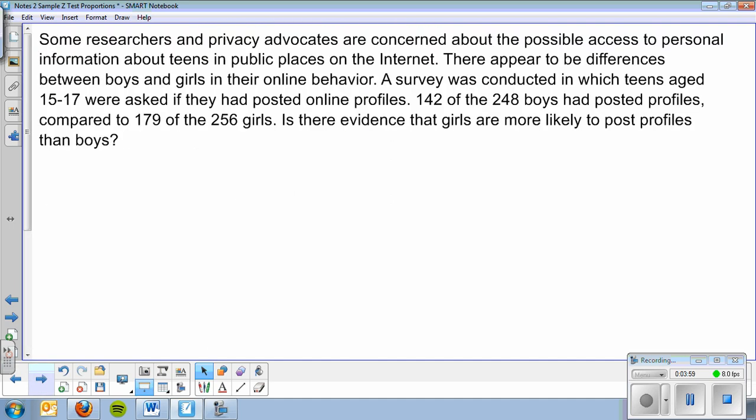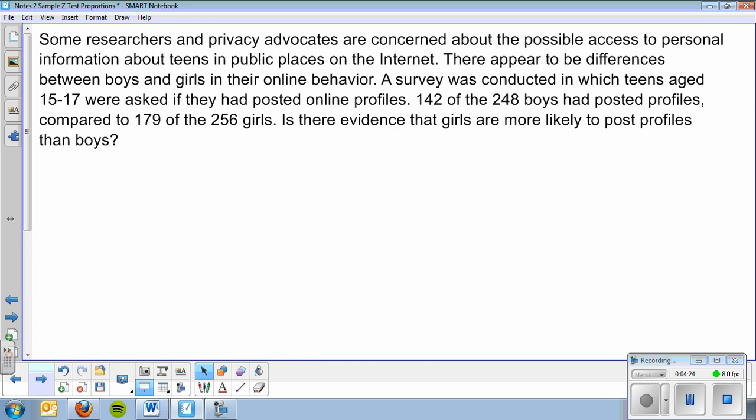Some researchers and privacy advocates are concerned about the possible access to personal information about teens in public places on the internet. There appear to be differences between boys and girls in their online behavior. A survey was conducted in which teens aged 15 to 17 were asked if they had posted online profiles. 142 of the 248 boys had posted profiles, compared to 179 of the 256 girls. Is there evidence that girls are more likely to post profiles than boys?